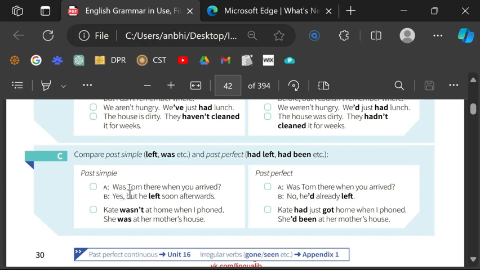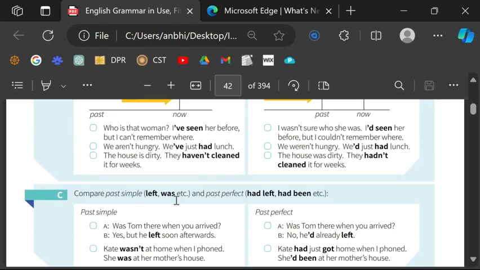Okay? But let's see the past perfect. Was Tom there when you arrived? The question is the same. No. When I arrived, he had already left. Before she arrived. Here he left before this person arrived, and here he left after this person arrived. Do you see the difference? The same situation but different sentence.